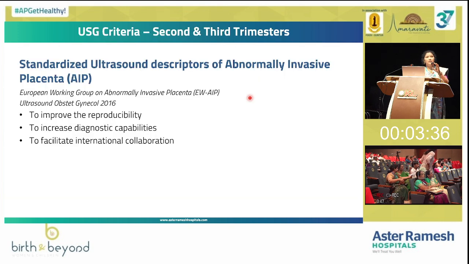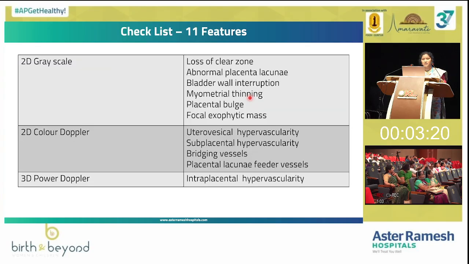In the second and third trimester, there are standard ultrasound descriptors to define abnormally invasive placenta. These criteria improve reproducibility, increase diagnostic capabilities, and facilitate international collaboration. So we need to check in the second trimester TIFFA scan all these 11 features to justify placenta accreta. In 2D grayscale we should see, we'll go into detail on each and every one.